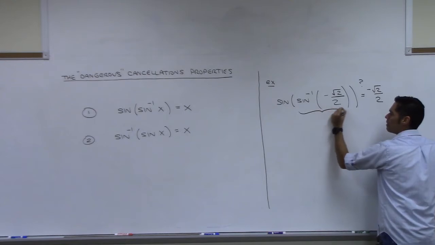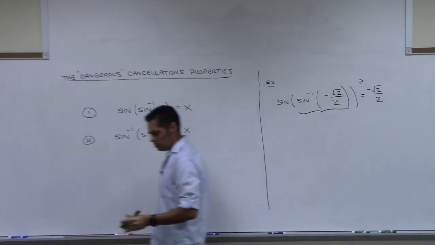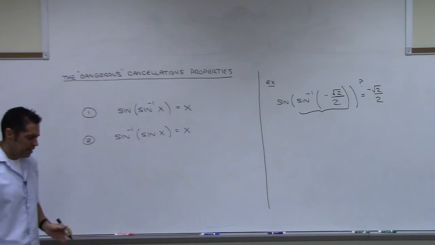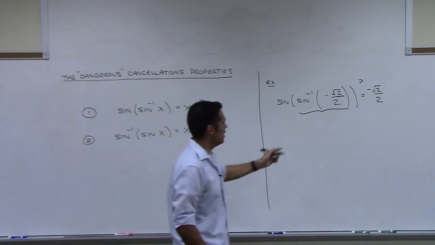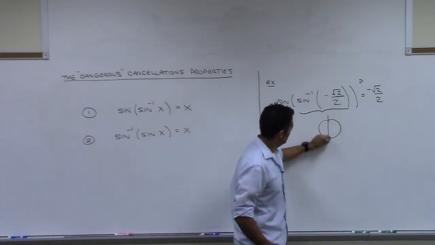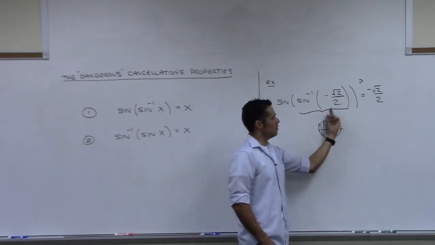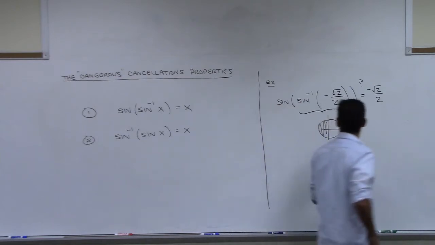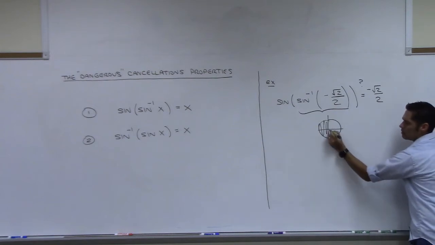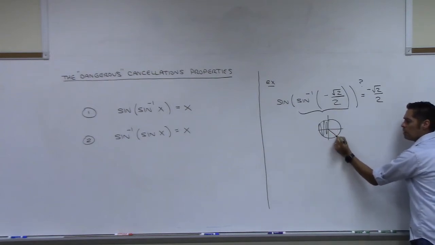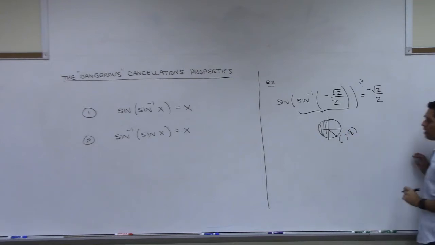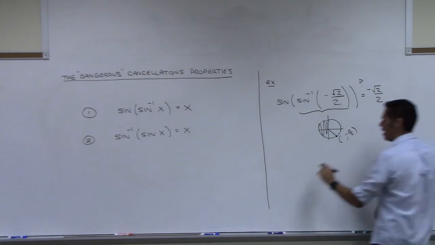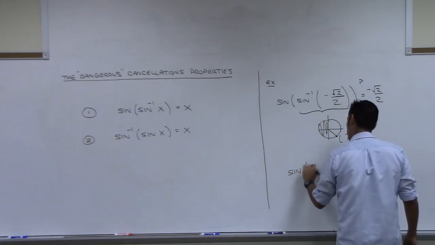So here, you're saying where on the unit circle is my y-coordinate negative root 2 over 2, but I can only live over here, right? So what would we get here? What angle would give you that? You'd have to be down here, wouldn't you? That's where you have the y-coordinate negative root 2 over 2. And what angle is that? Negative pi over 4. So this is now saying, what is sine of negative pi over 4?